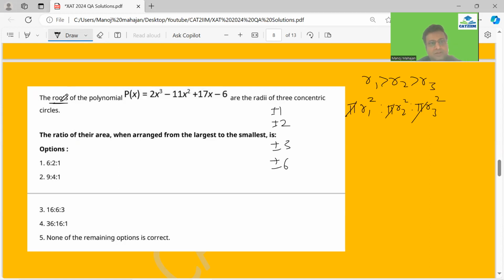The factor would be x minus 2. So when you put x as 2 out here, what do I get? Let's say 2 into 2 cube minus 11 into 2 square. So you have to do a hit and trial for sure, right?